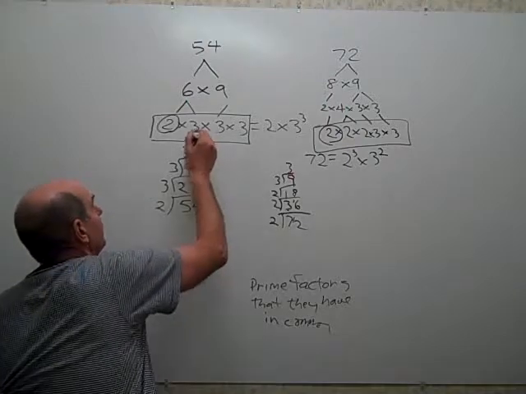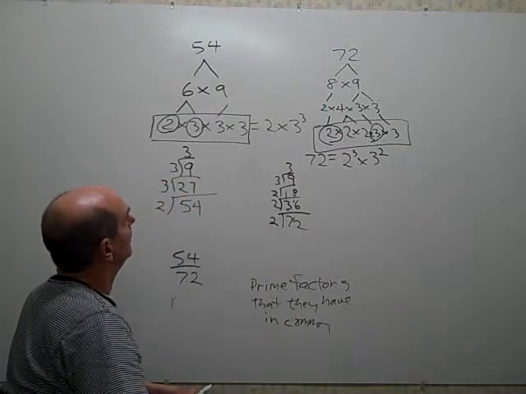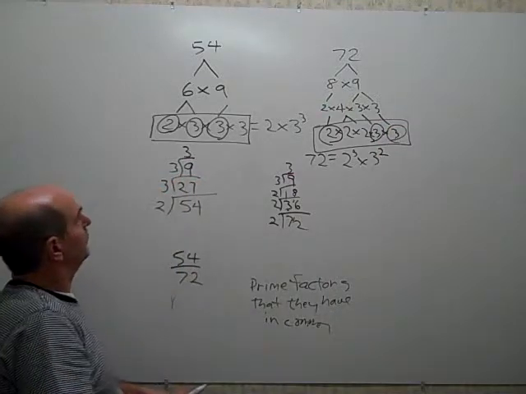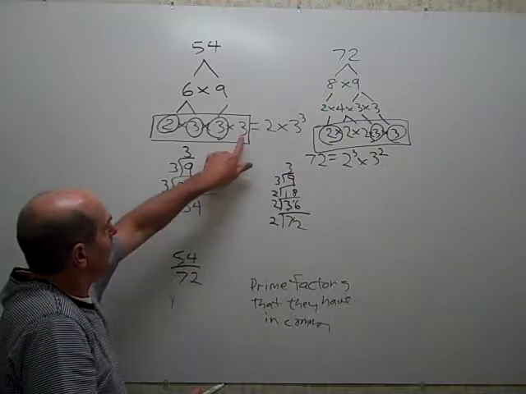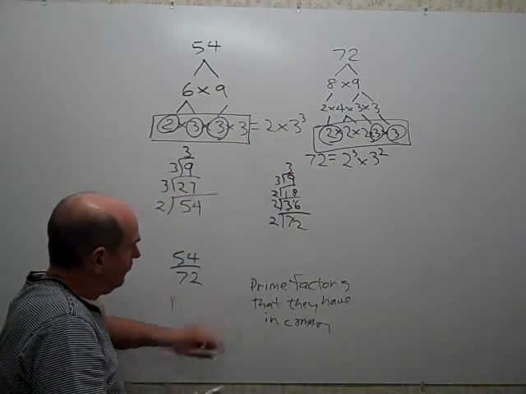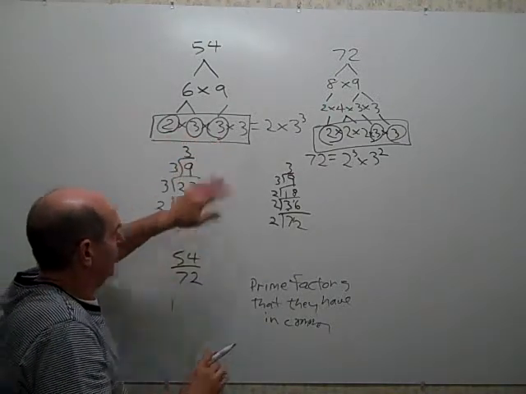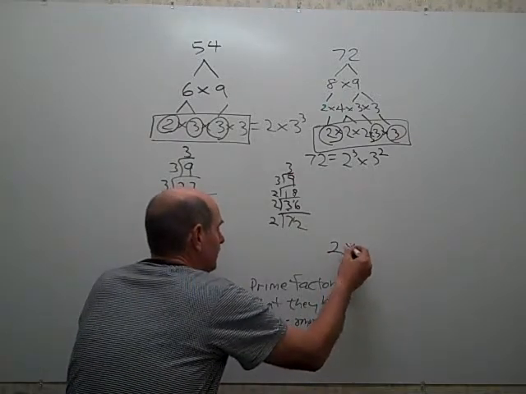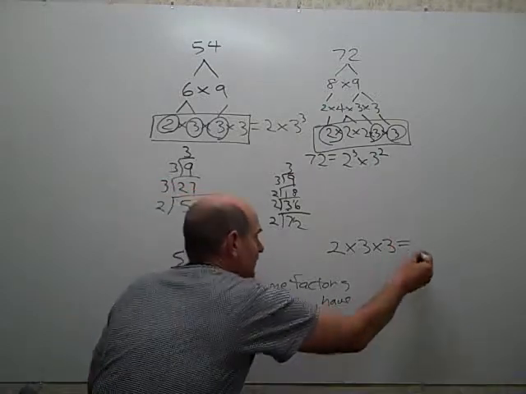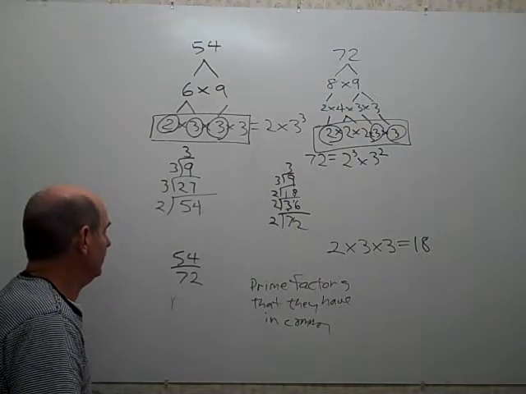But I see I've got a 3 here in 54, and there's a 3 in the 72. There's another 3 in 54, and another 3 in 72. Even though I've got this other 3 here, I don't have any more in the 72. So I can only use the prime factors that they have in common. So I can use 1 two and 2 threes. And when I multiply those together, I get 18.